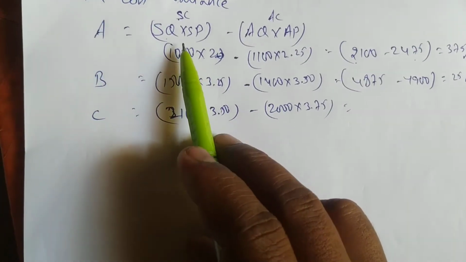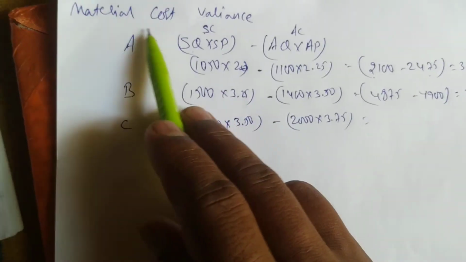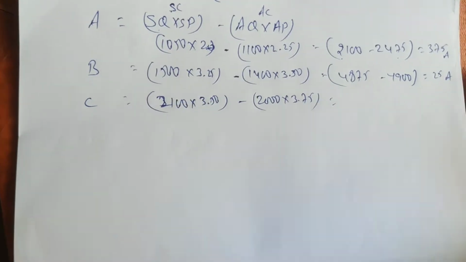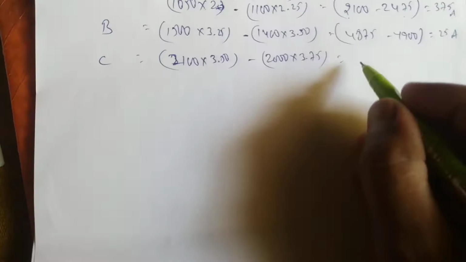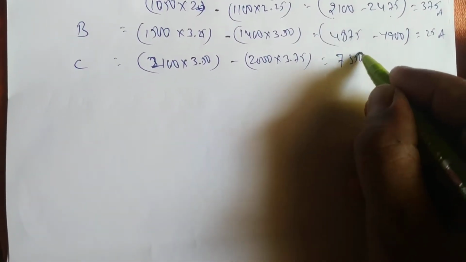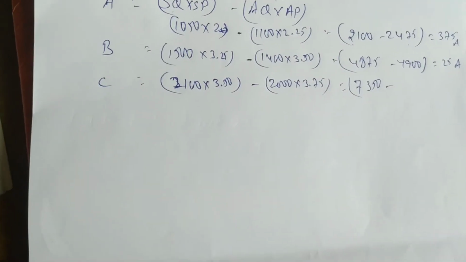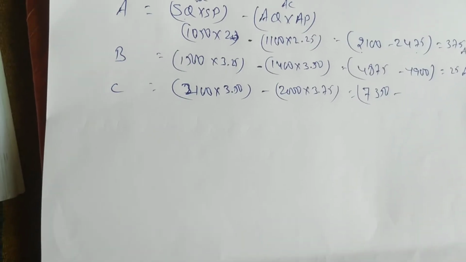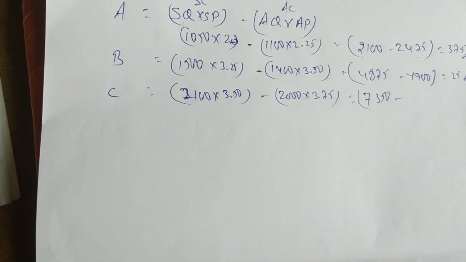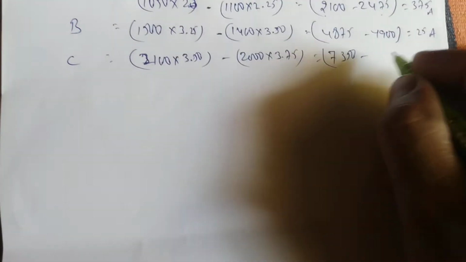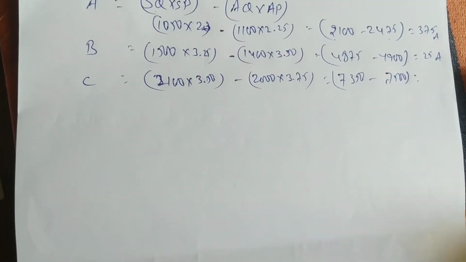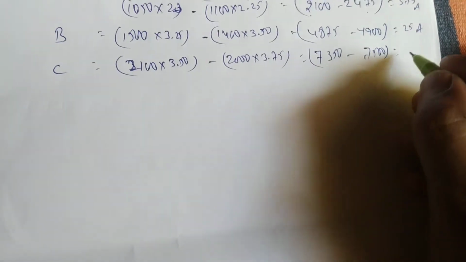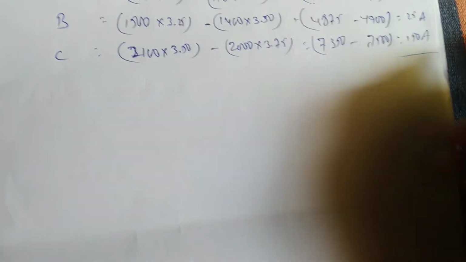It's very easy. Directly multiply standard quantity to standard price for cost variance. We are doing the same. We have done it in many problems. 2100 into 3.5, so we get 7350, minus 2000 into 3.75, getting 7500. Again we'll get adverse, minus 150. We're getting 150 adverse. Okay.